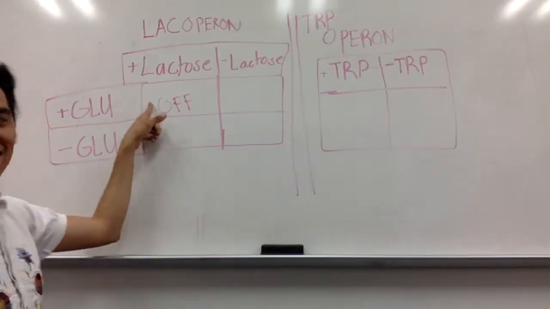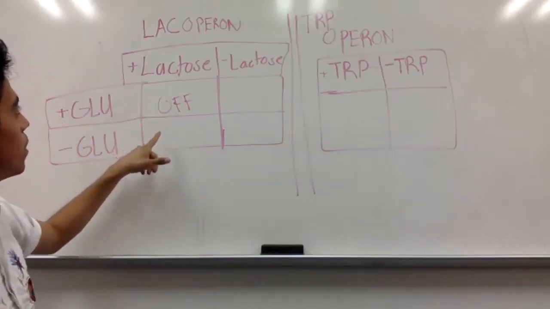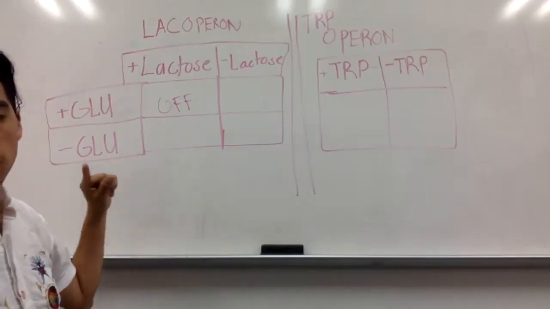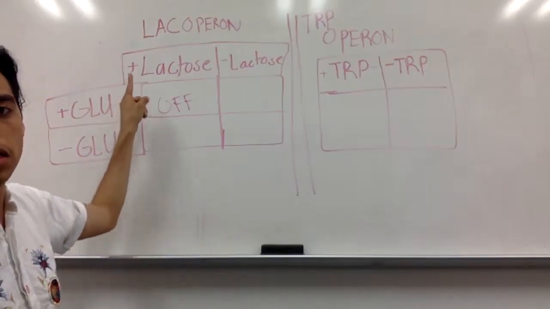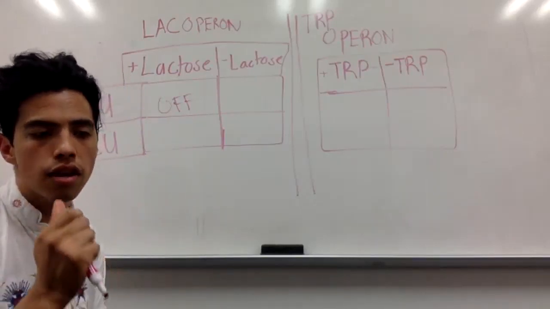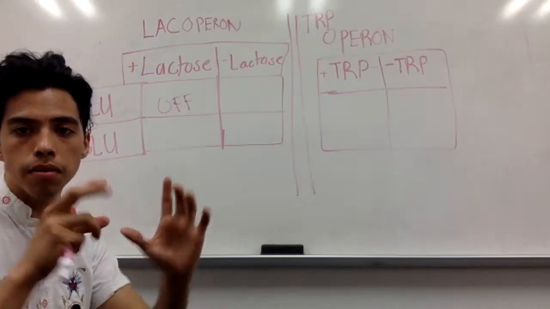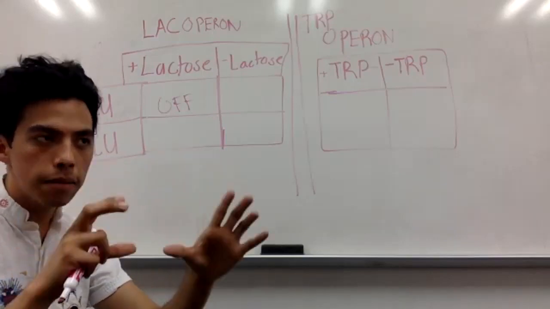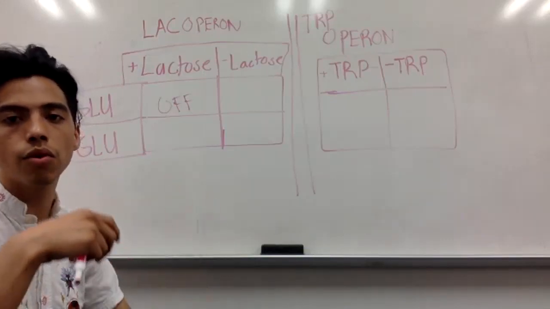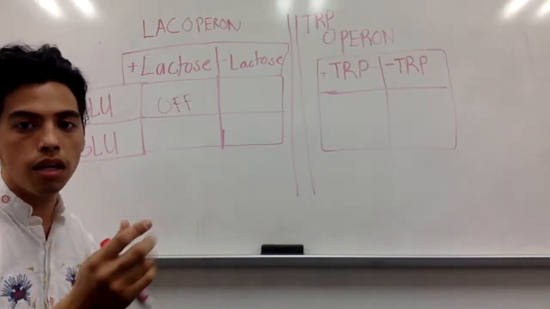All right, so we're going to consider that off. When there is no glucose, that's what the minus sign here means, but there is lactose present, that's when you have the repressor being inactive, and the cAMP and CAP complex being on or activated, and therefore you have the operon being on.